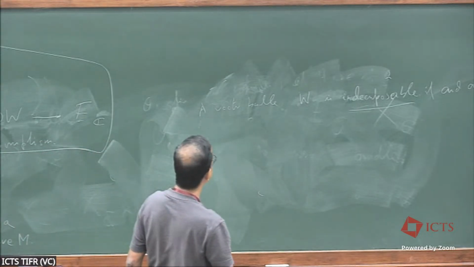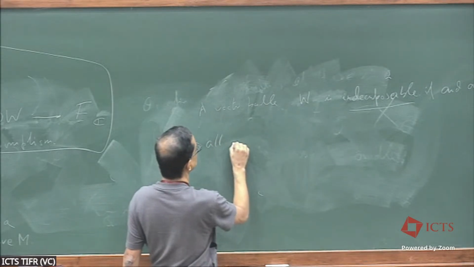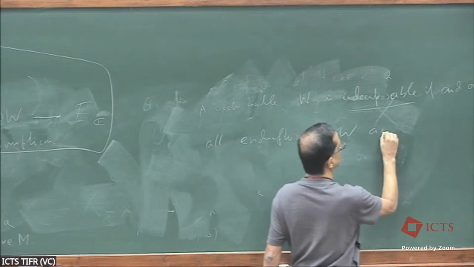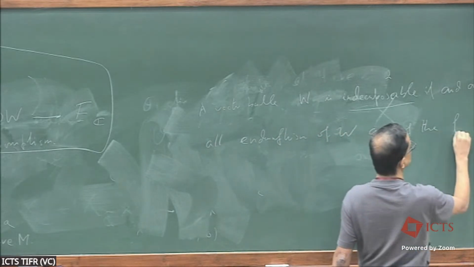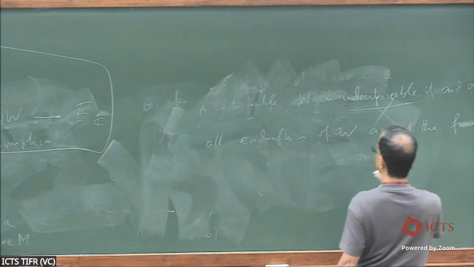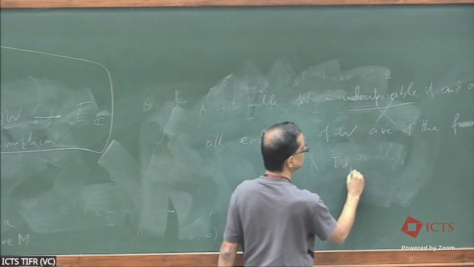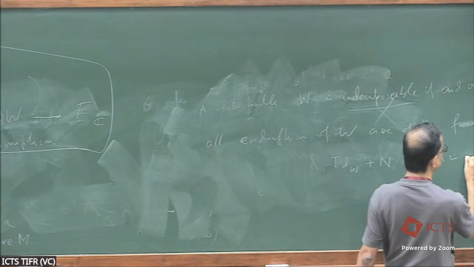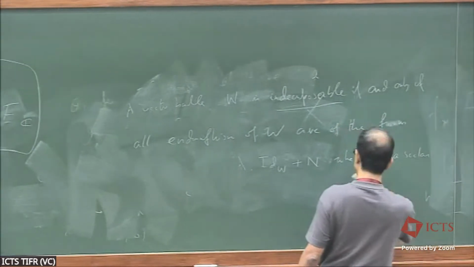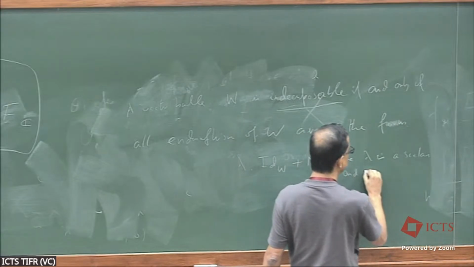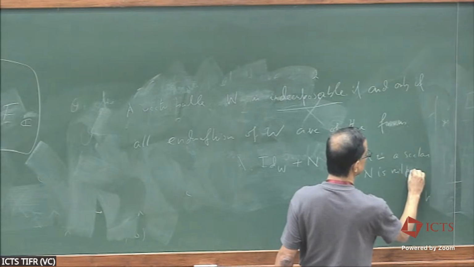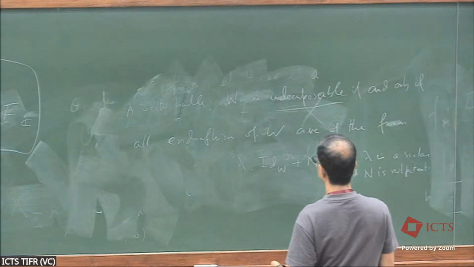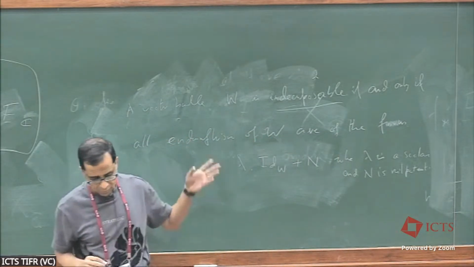A vector bundle W is indecomposable if and only if all endomorphisms of W are of the form lambda times identity of W plus N, where lambda is a scalar element of the field, which is algebraically closed, and N is nilpotent. So how do you prove this?